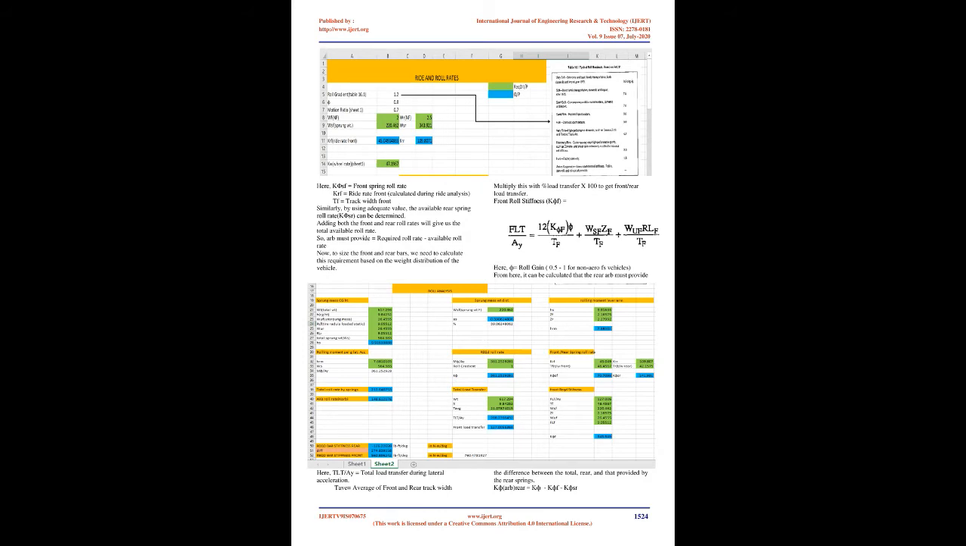Now calculate the available front spring roll rate by using the following expression.